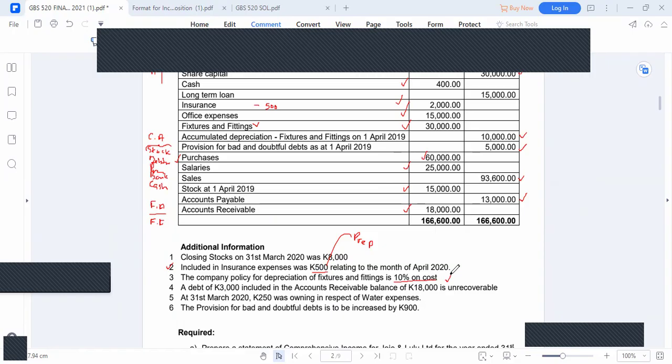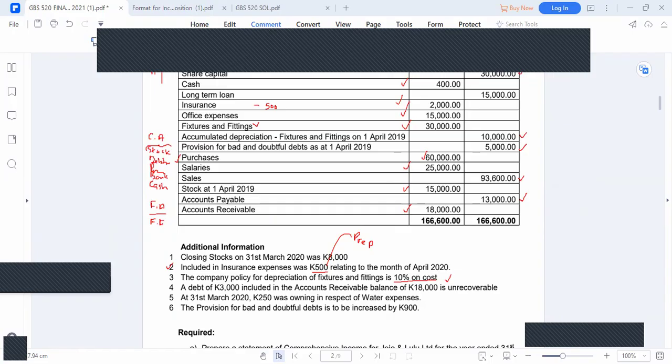So the 10% is on costs. So we do 10% of the cost. So we are going to credit the depreciation expense account, and we debit the accumulated depreciation account.